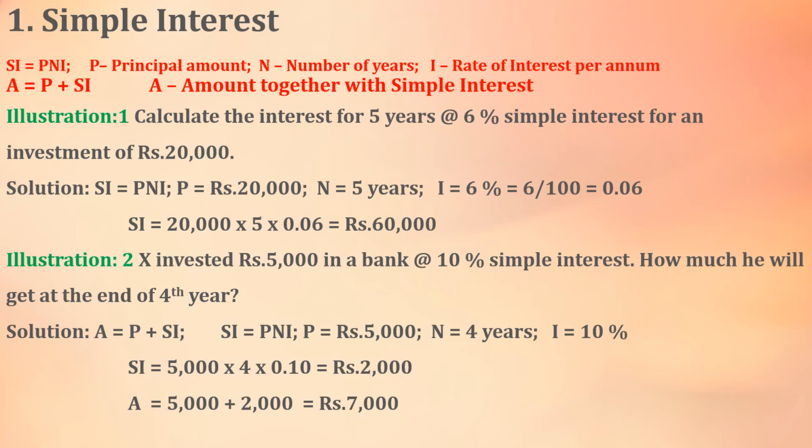1. Simple interest. SI equals PNI, where P is the principal amount, N is the number of years, and I is the rate of interest per annum. A equals P plus SI, the amount together with simple interest.